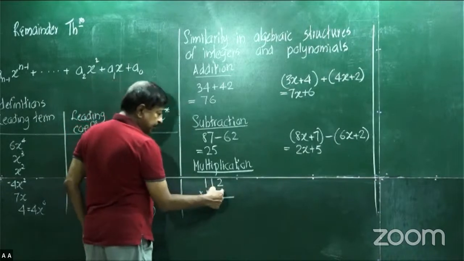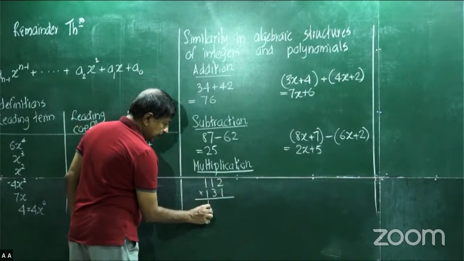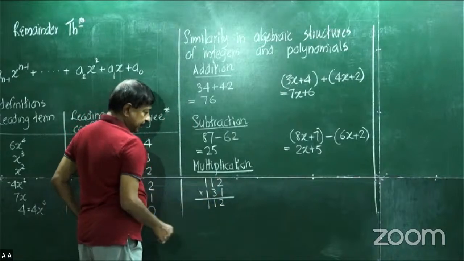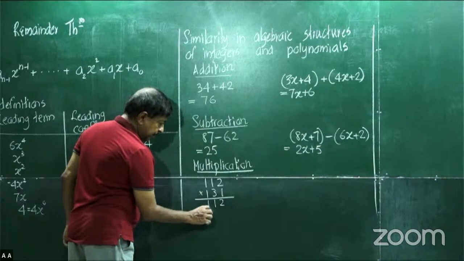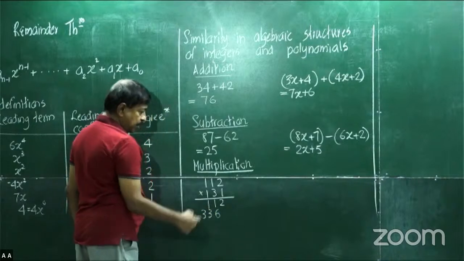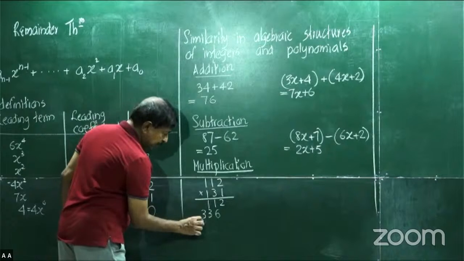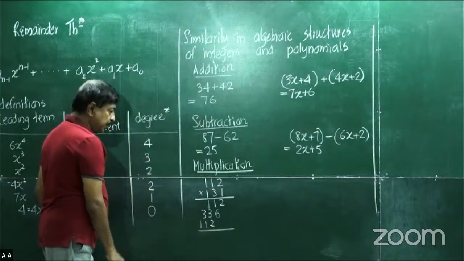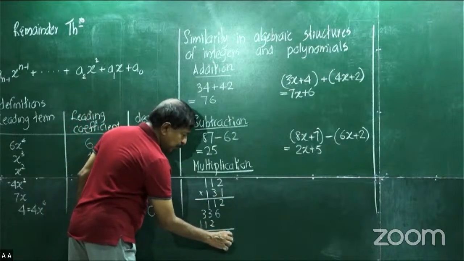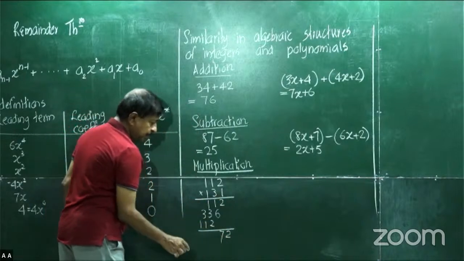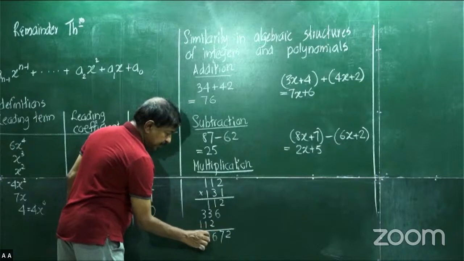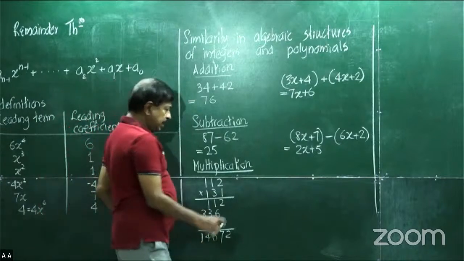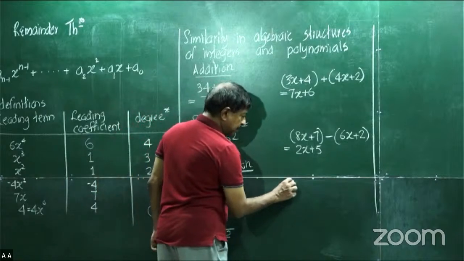Now, when you multiply this by 1, you get 112. When you multiply this by 3, you get 336. When you multiply this by 1, you get 112. When you add them, you get 2, 7, 1, 3, 2 is 6. This is 4, this is 1. Now we'll do a similar multiplication.